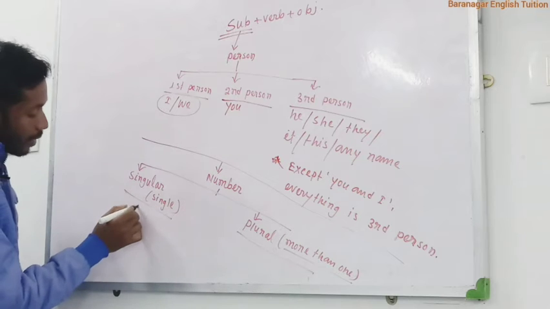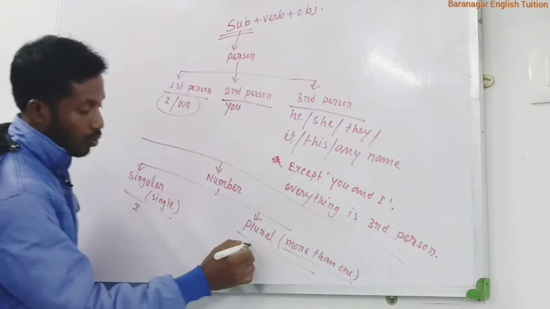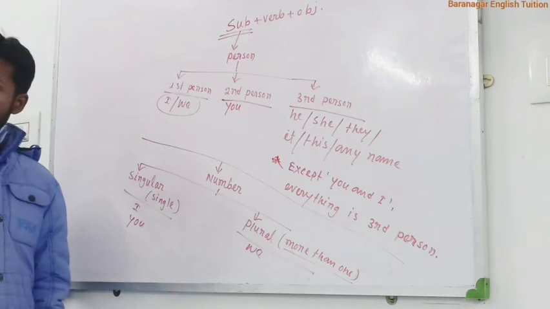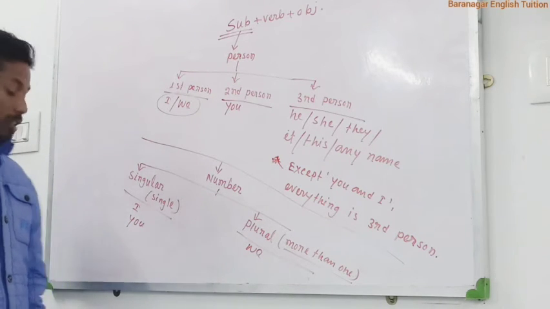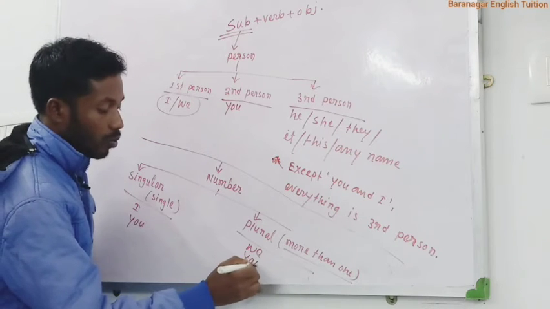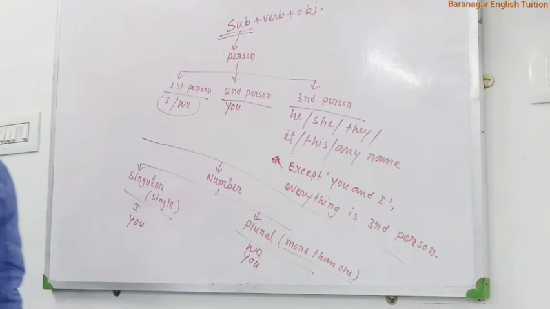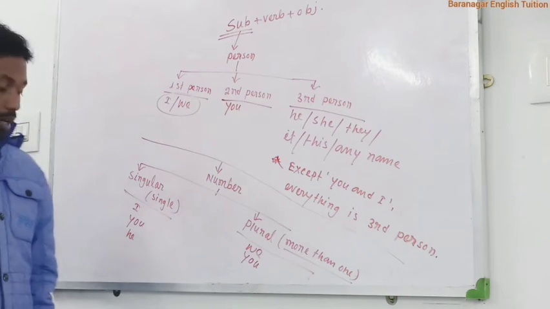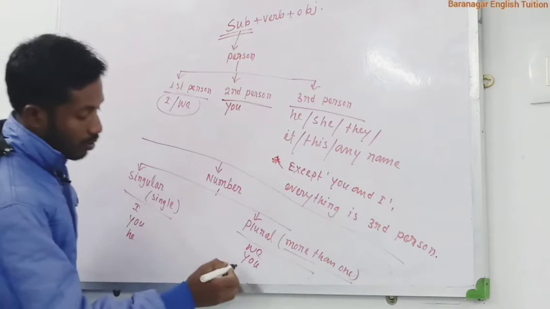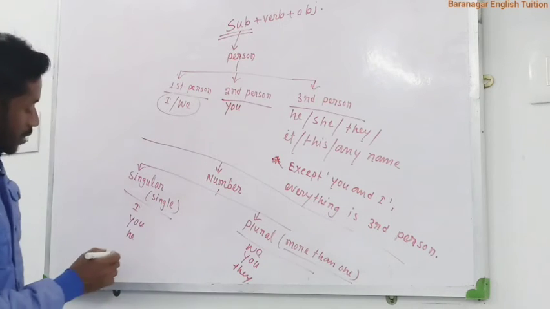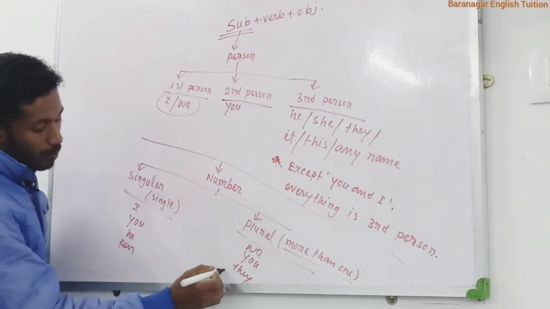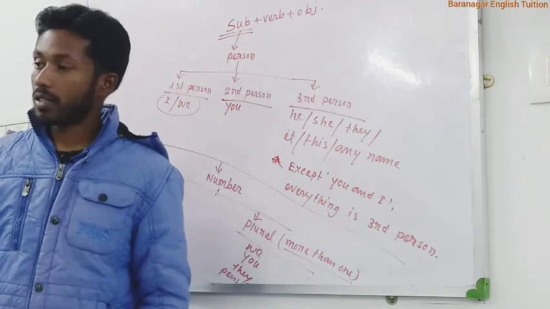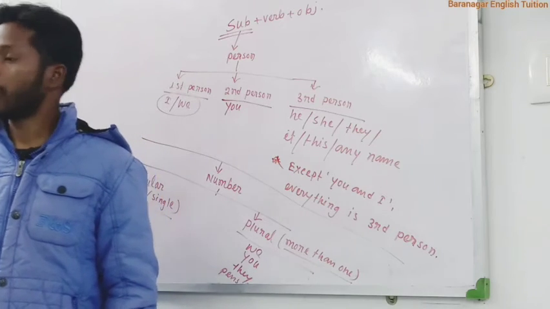So I is singular, we is plural. You, when I'm referring particularly to you only, or one person, that is singular, and you when I'm referring to all of you, that is plural. When I'm referring to he, what is the plural? They. The plural form of he is they. Suppose I'm saying pen, it will be pens; pencil, pencils; village, villages; city, cities; chair, chairs.